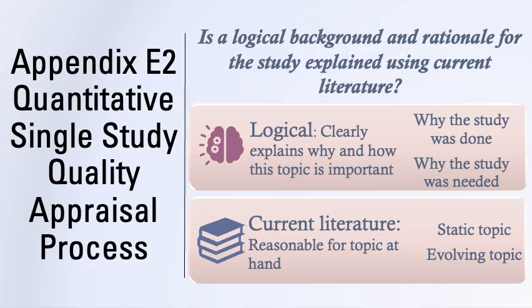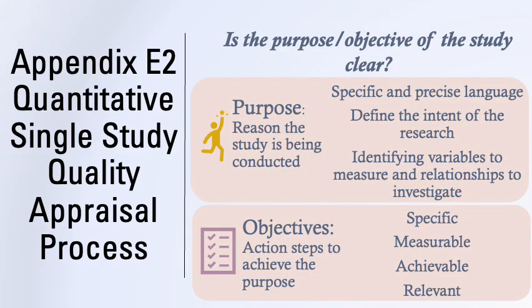For evolving topics, older literature will not provide strong or logical rationale to support the study. The second quality appraisal question for the background and introduction of a quantitative study asks, is the purpose/objective of the study clear? The purpose of the study is a statement of the broad rationale for why the study is being conducted. Think of the purpose as the why for the study.